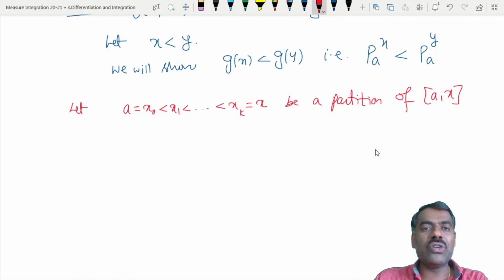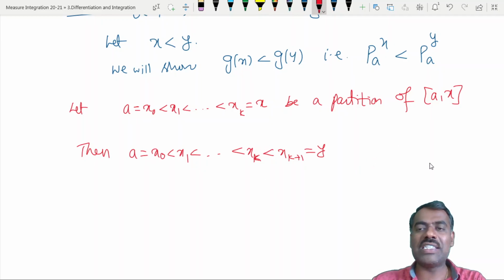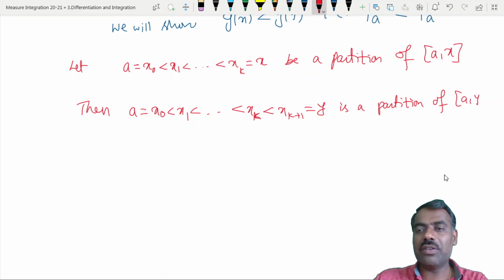From this, can you give me a partition for a comma y? Because x is less than y, we take a, which is equal to x naught, less than x1, up to xk, and then I will write xk plus 1, which is equal to y. I will denote y as xk plus 1. So therefore this will become a partition of the interval a comma y. Is this clear? Any problem? This is a partition of a comma x and this is a partition of a comma y.